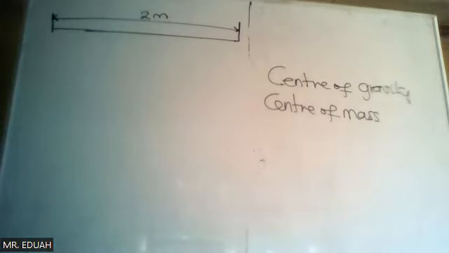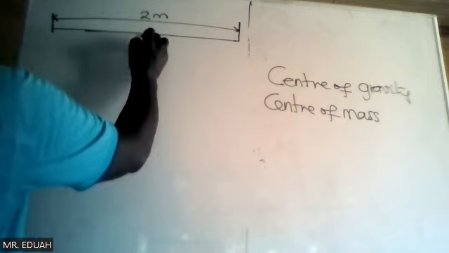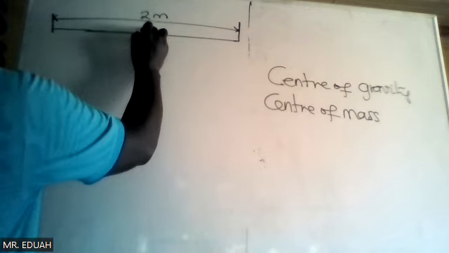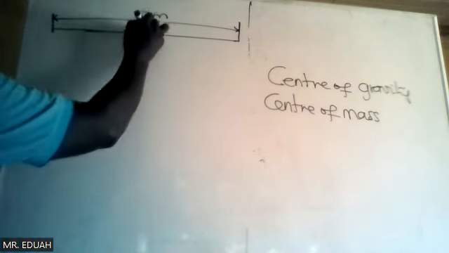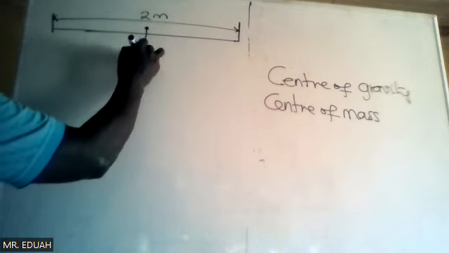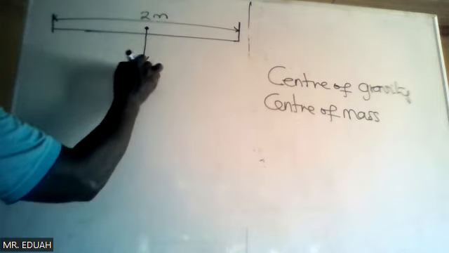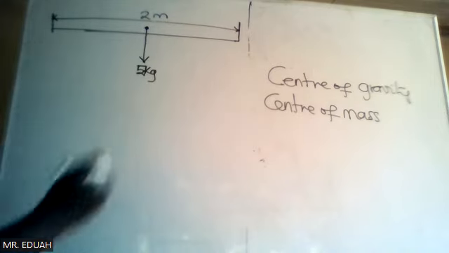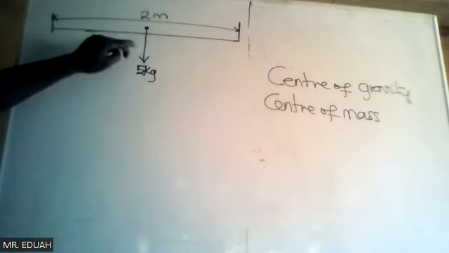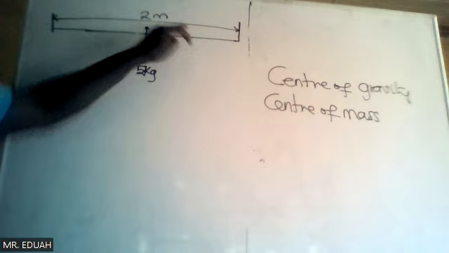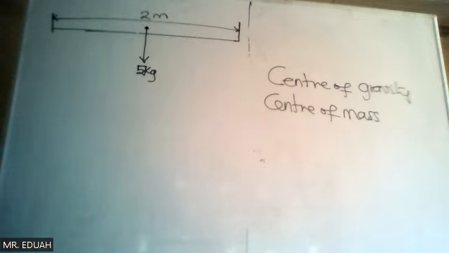Here we are given the mass of the uniform rod to be 5 kilogram. And once it is a uniform one, assuming this is the center, then this is where its center of mass, 5 kilogram, would act. So from the end to where its center of mass is will be 1 meter.